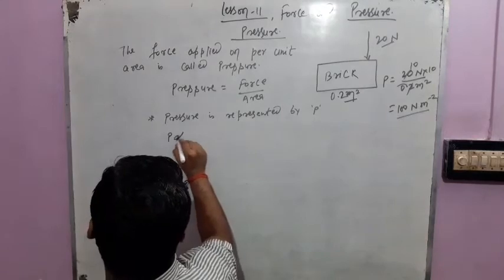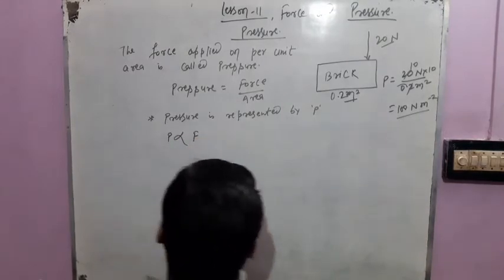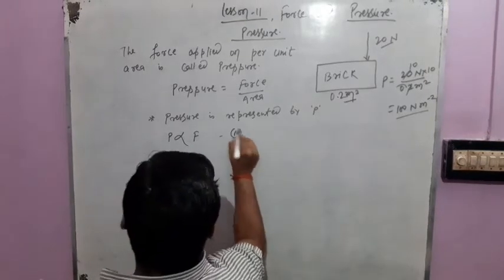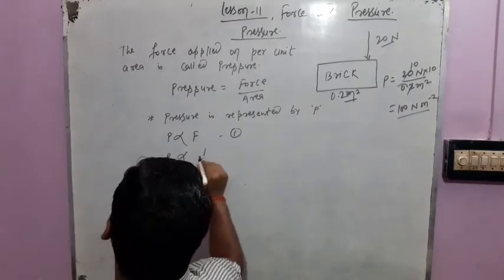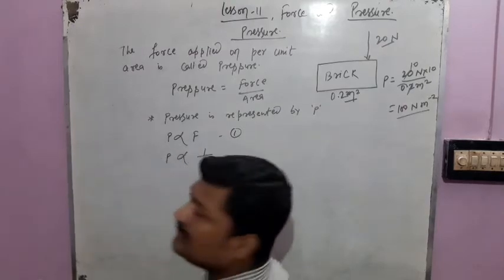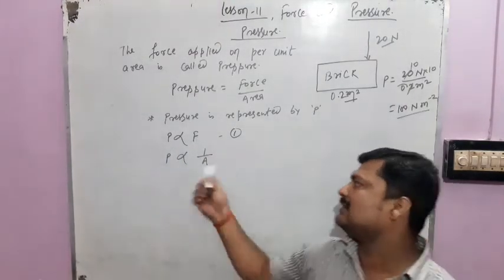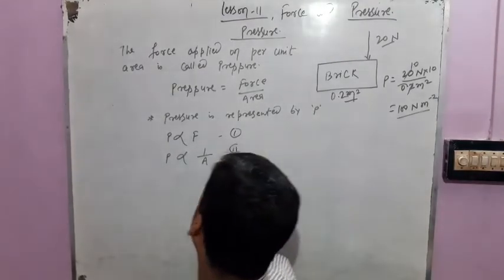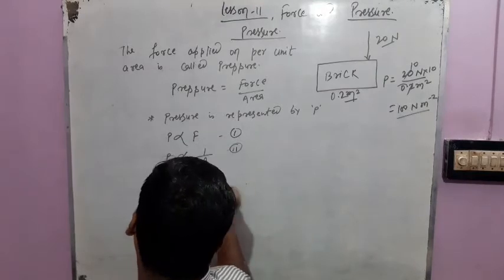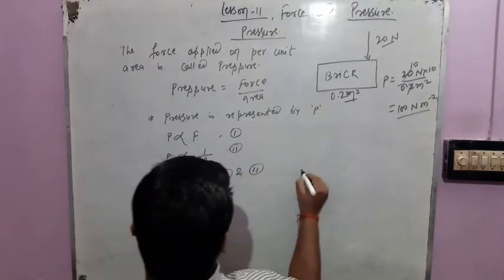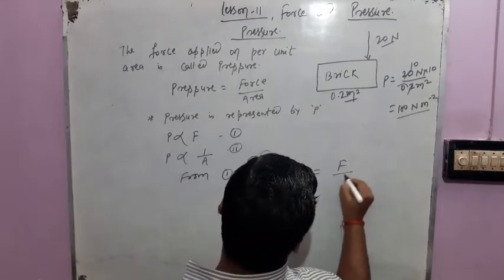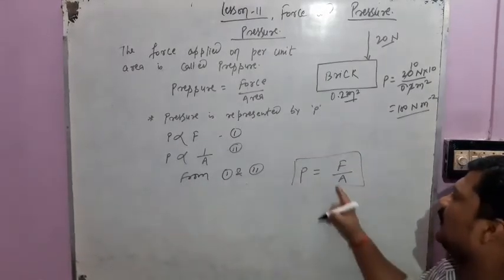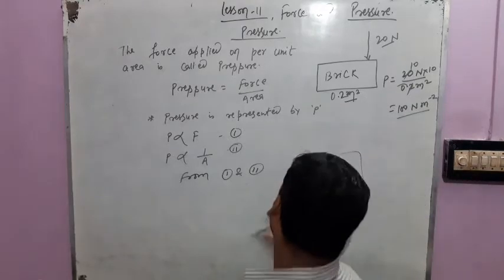So we can say that pressure is directly proportional to the force applied over it, and pressure is also inversely proportional to the area over which the force is applied. So from 1 and 2 we get the result: pressure is equal to F by A. Here we can also take a constant for making the equal sign. Okay. Now P is equal to F by A.